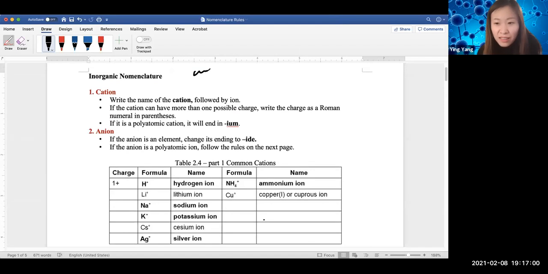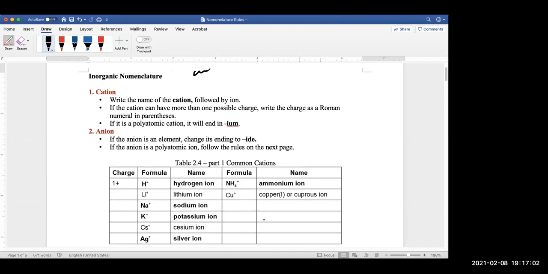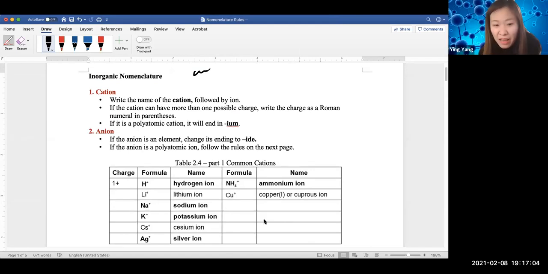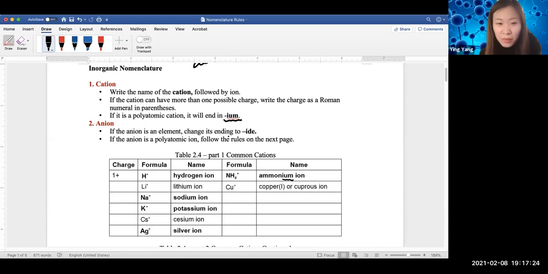Make sure you don't forget to write down their charges. You only need it if the ion can form different charges. But for example, sodium or potassium can only carry one positive charge, so you don't need to write down the number. Third rule, if it is a polyatomic cation, it will end in IUM. For example, ammonium ion. That's all for cation, the simplest one.